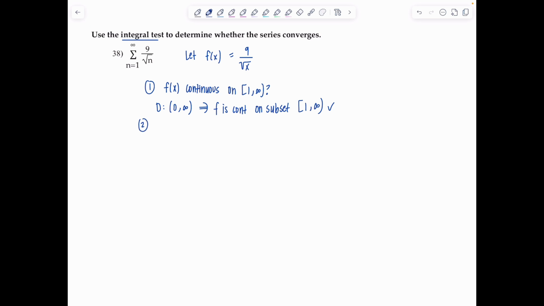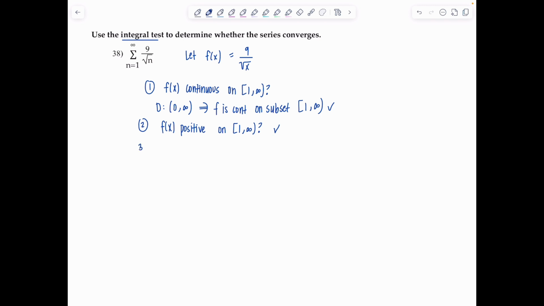Second thing I need to check, is f of x positive on 1 to infinity? Again, I'm coming up with 1 to infinity because I'm looking at what we're summing over. Yeah, if I take the square root of anything, it's not going to come out negative. So we're good to go. Usually with this condition, you just look at it and put a check. Just think about it for a second.